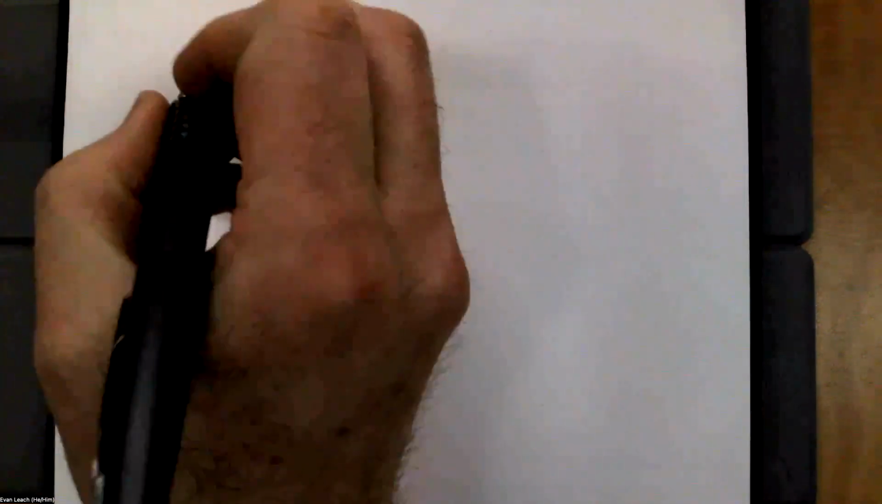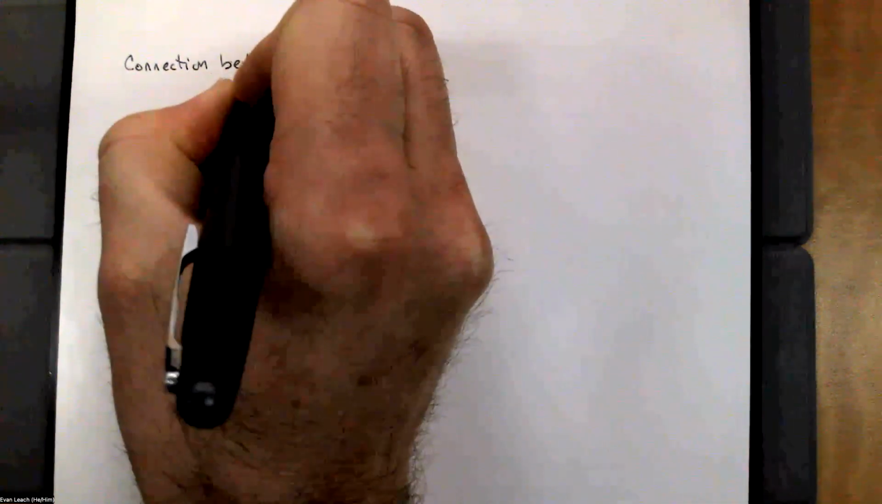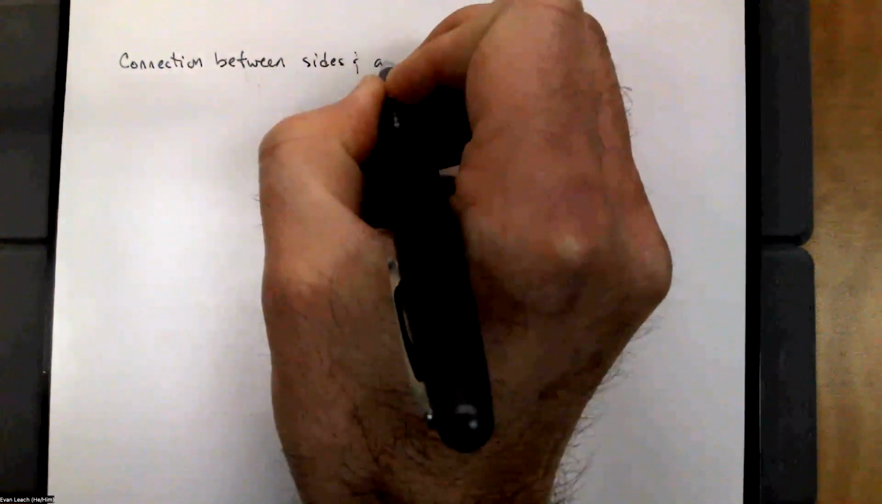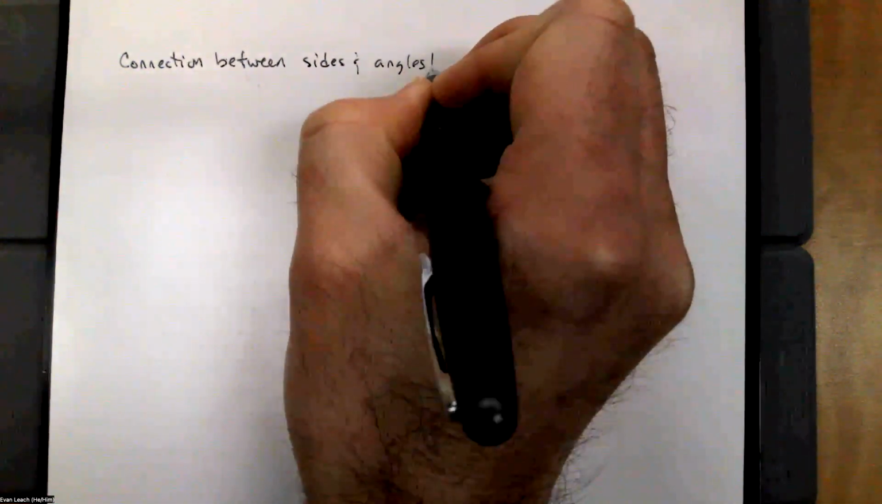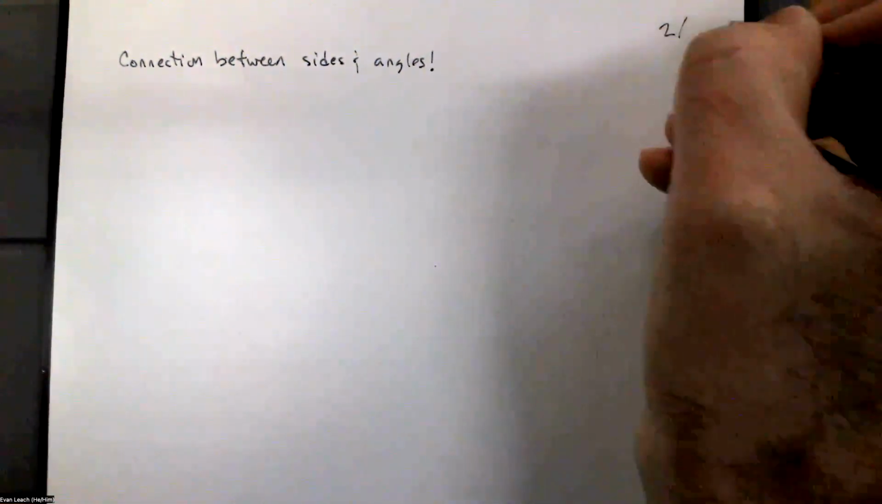Because remember, all we're doing in trigonometry is measuring triangles. So we need a connection between sides and angles. Exclamation point, because this is important.